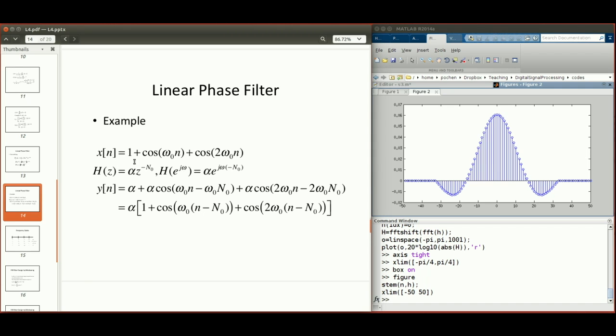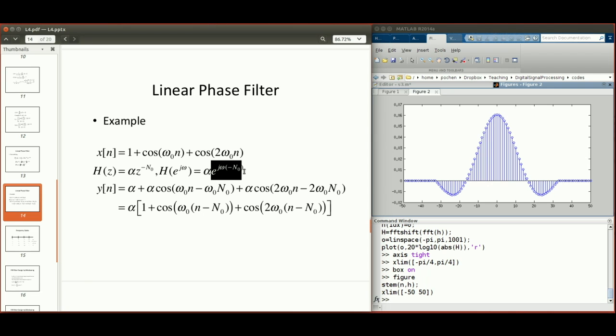First of all, you have to change the amplitude. The input signal is actually composed of three separate signals: one, cosine omega 0 n, plus cosine 2 omega 0 n. The amplitude effect is to multiply with a constant alpha. So you multiply alpha on each of the terms. Alpha multiplied by 1 is alpha, alpha multiplied by this cosine gives alpha cosine, and alpha multiplied by this cosine gives another alpha cosine. That's the effect of the amplitude.